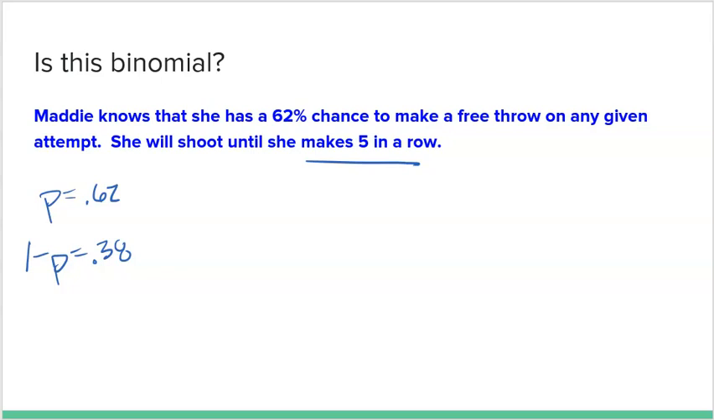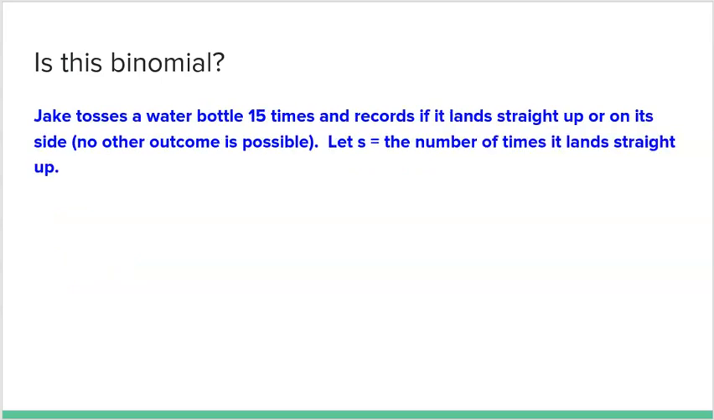So the problem sounds binomial, but remember, binomial is we are given a set number of trials and we need to figure out of those trials how many can be successful. That is not what this question is asking us to find at all. It wants us to find out until she makes 5 in a row. That's not binomial.